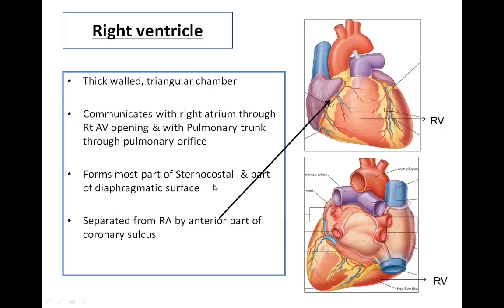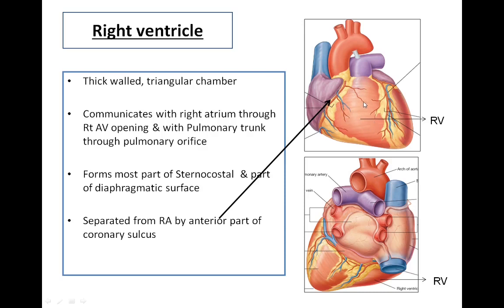Then come to the right ventricle. So this is our right ventricle. See here from the anterior aspect. It is almost a triangular chamber. Then it communicates with the right atrium, so the right atrium and right ventricle are communicated. This opening we cannot see here. This opening is called the atrioventricular opening.